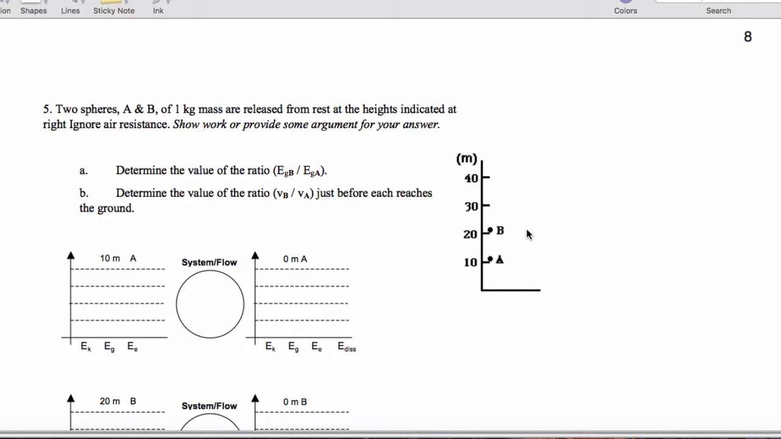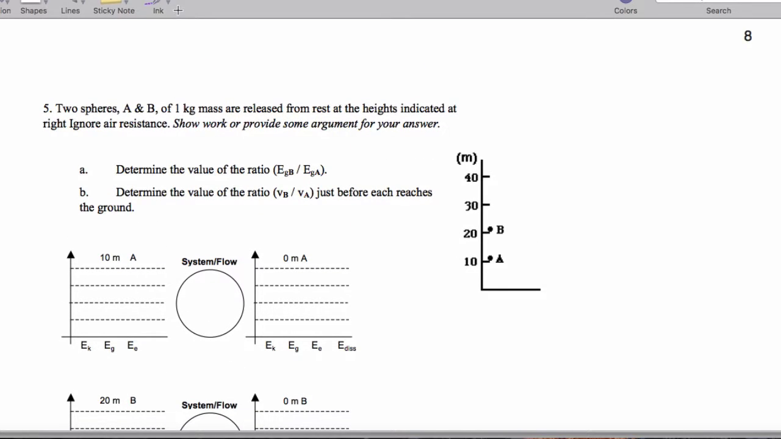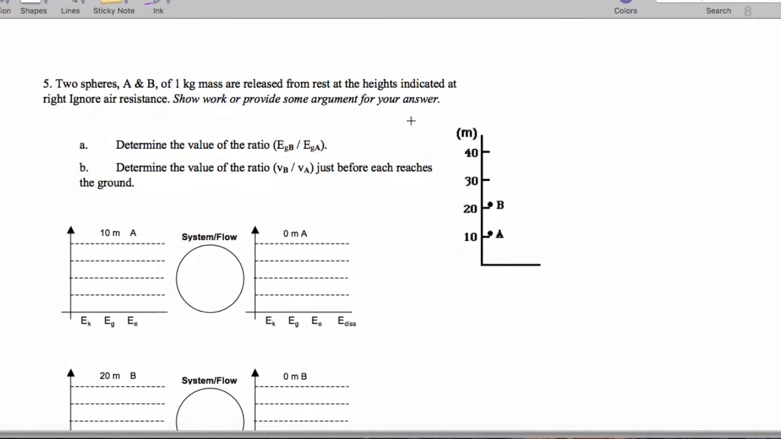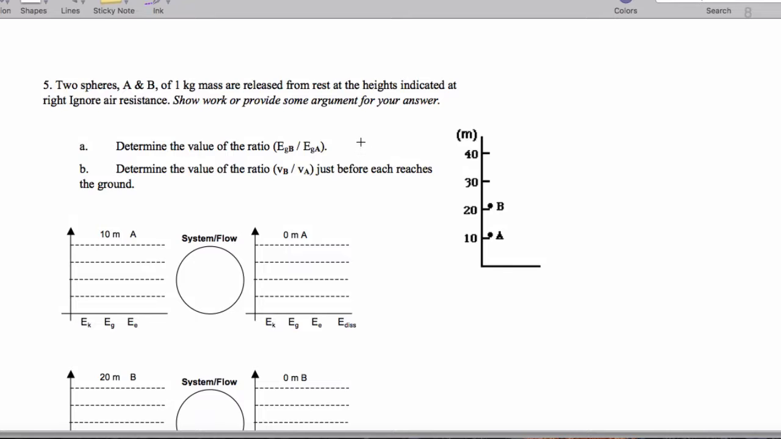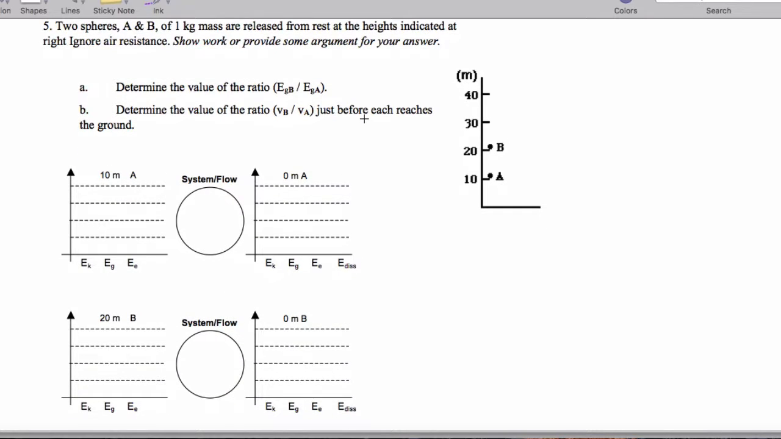Problem number 5. All right, here we go. Determine the value of the ratio of EGB to EGA. I like how everybody got mad about this. What's a ratio? I can't do this. But you're all haters. I knew you could do this.